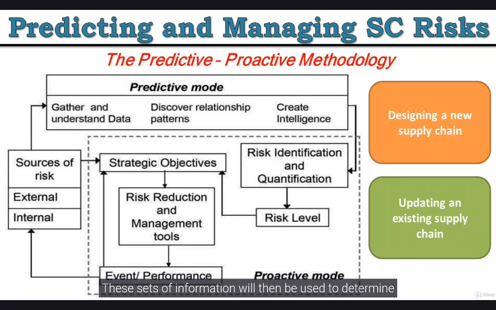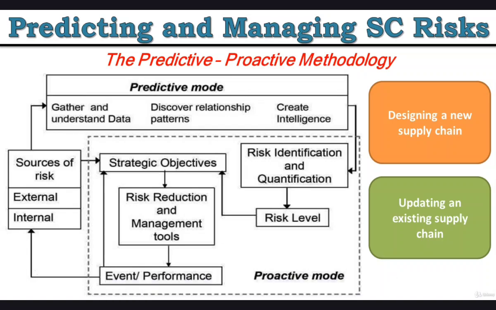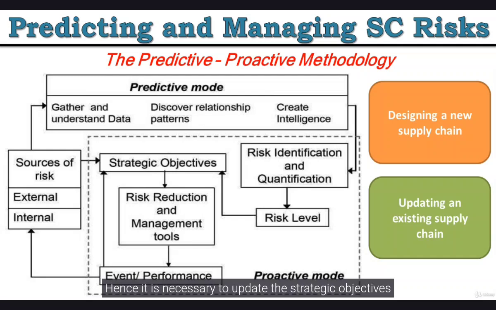These sets of information will then be used to determine the strategic objectives for the chain, and risk reduction and mitigation plans will be put together to meet those objectives. This, however, does not limit the existence of uncertainty, and there will be cases in which the mitigation plan will not be as efficient as required, or that a completely different scenario has materialized. Hence, it is necessary to update the strategic objectives and the data set of risk sources in line with the unexpected event or performance of the mitigation risk reduction plan.